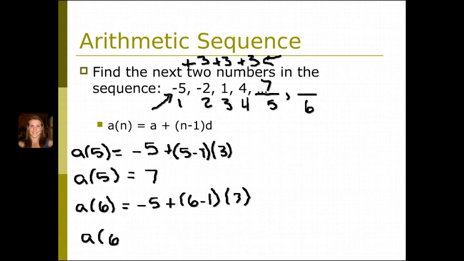equals 10. So let's check that and see if this all still makes sense. Does 4 plus 3 equal 7? Yes, it does. Does 7 plus 3 equal 10? Yes, it does. Therefore, those are the next two correct numbers in our sequence.